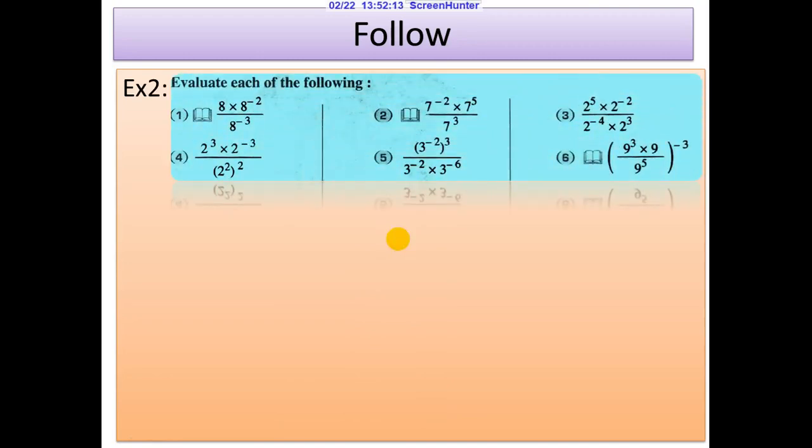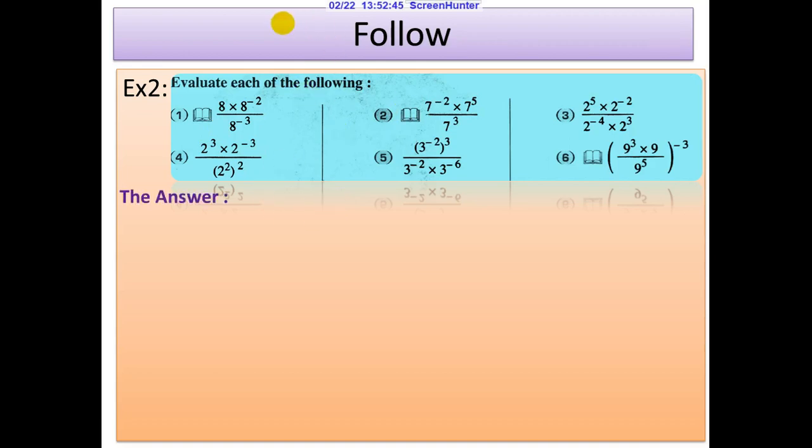Number 1, 8 raised to power 1 times 8 raised to power negative 2 over 8 raised to power negative 3. We have studied before that when we have any base raised to negative power, we must change its place to be positive power. But Mr. Hazim prefers that when we have to simplify, we do the simplest form first and finally change its place if we have negative power. How? Like that.